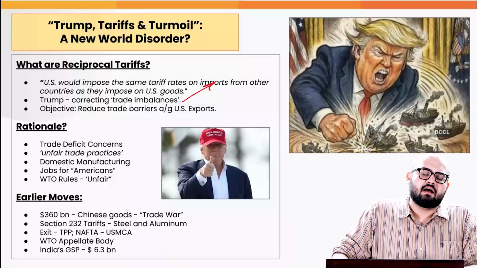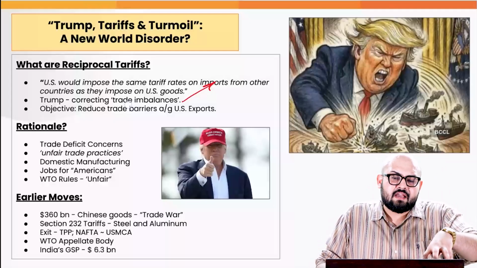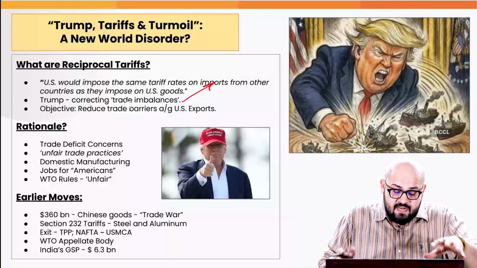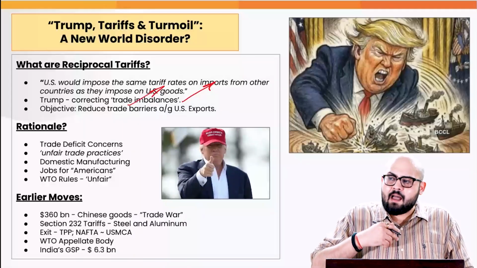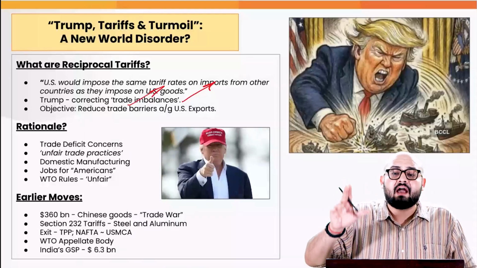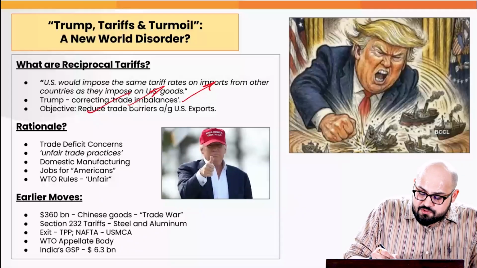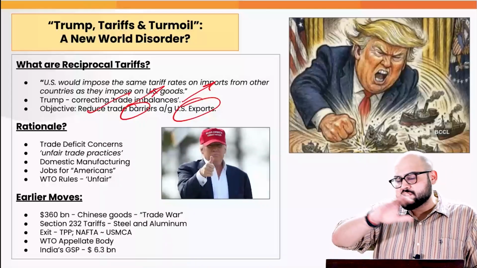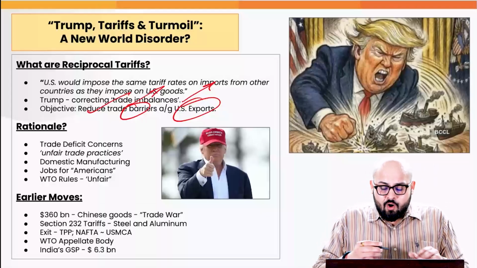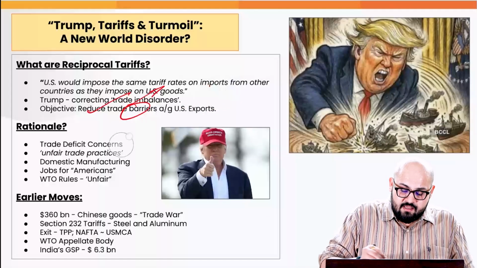Again, what you must understand is that Trump is emphasizing this part, saying that I have to correct these trade imbalances. I'm not imposing tariffs on your product, so why are you imposing tariffs on my products? The very objective is to reduce the trade barriers against US exports to different countries around the world. What is the rationale? What is the reason?